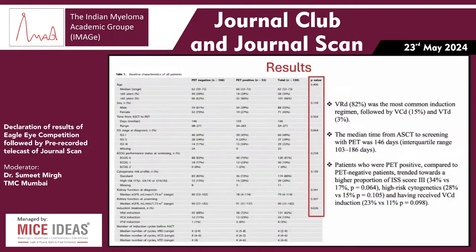The results. The first table is the baseline characteristics of the patients in the PET negative group and the PET positive group. Both populations were well distributed in terms of the various parameters given here. It was found that about 82% of patients, that is the maximum of all, were given the VRD induction, and the median time from ASCT to screening PET was 146 days.